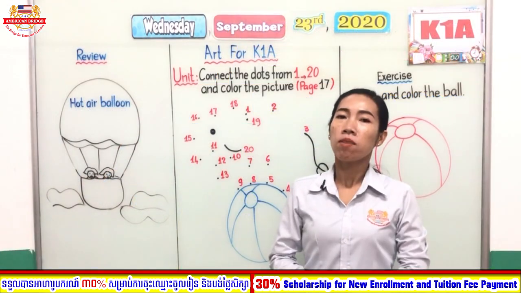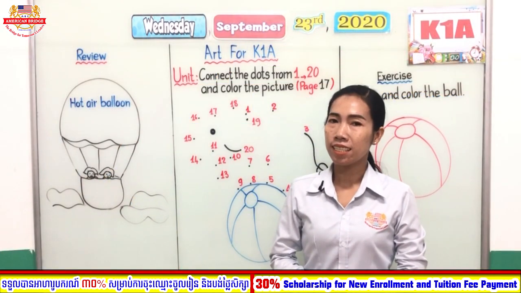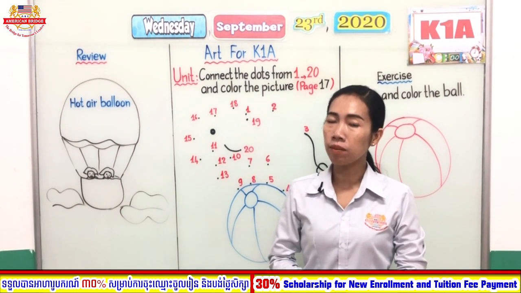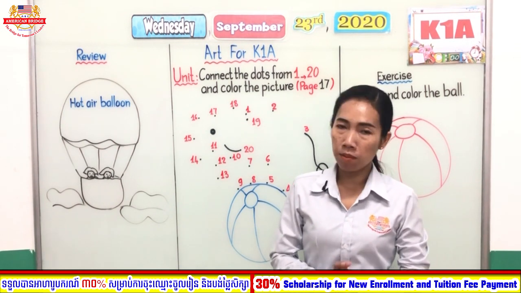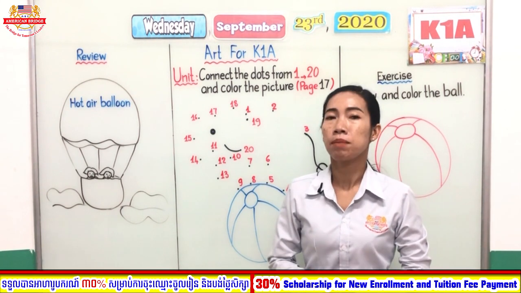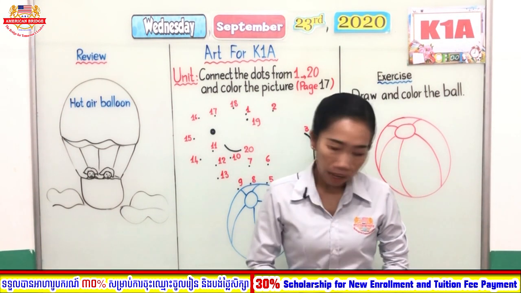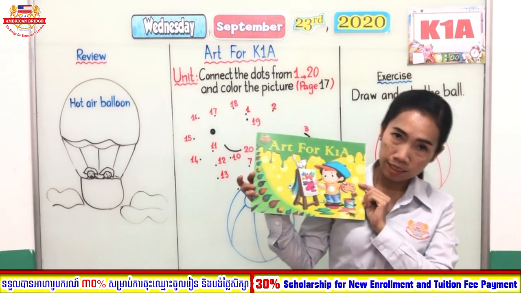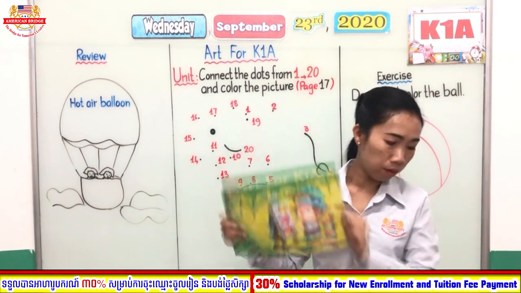Okay, everyone, welcome back to our second session. In the first session you learned about Jungle Phonics 1, and we reviewed from capital M, small m until capital O, small o. Now, please show me your art book. This session we will learn about art.